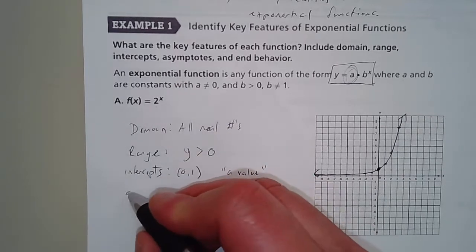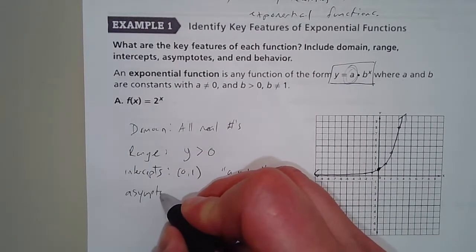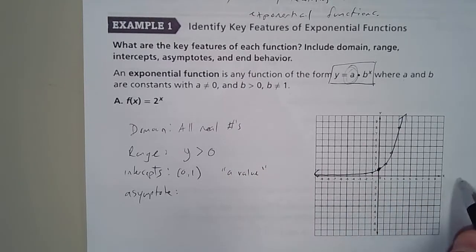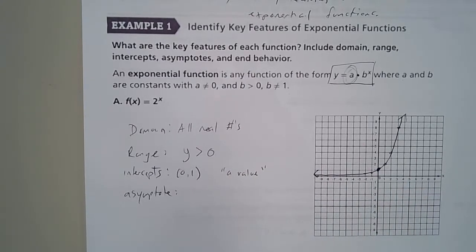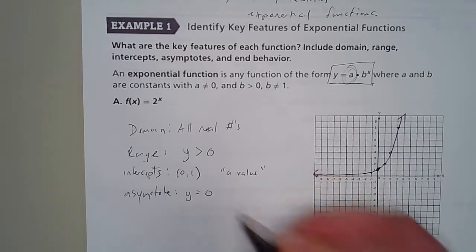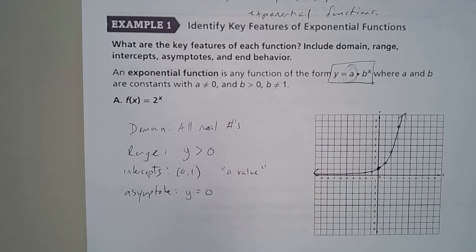All right, asymptotes. You should remember this from Unit 4. A line that the graph approaches but never touches is your x-axis here. We want to give it as its equation. That would be y equals 0. Remember, horizontal lines are always y equals, vertical lines are always x equals.